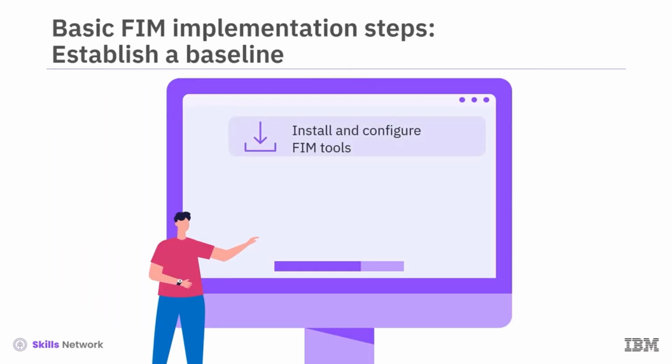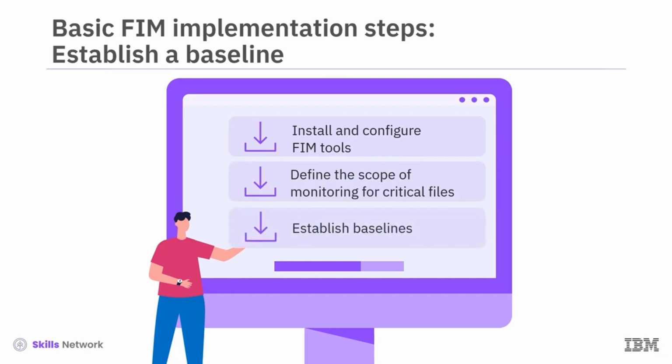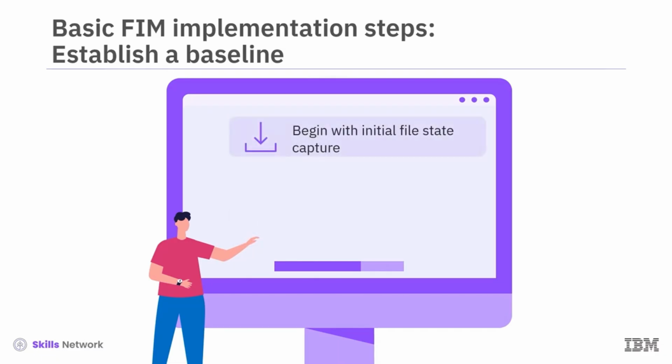When you install your FIM tools, you'll first want to define your scope of monitoring and establish your baselines. Begin with an initial file state capture. This process involves taking a snapshot of the current state of all files to create a baseline. This snapshot serves as the reference point for future file state comparisons.